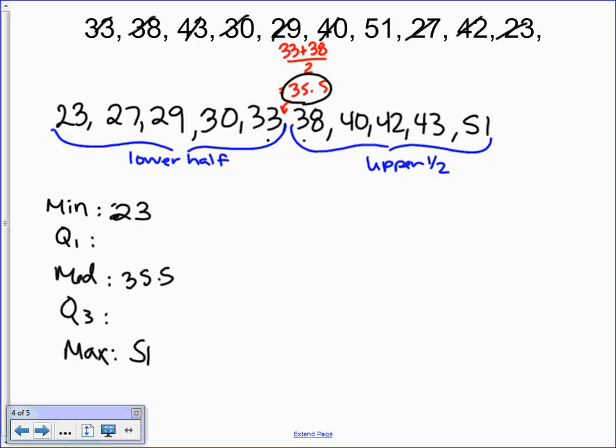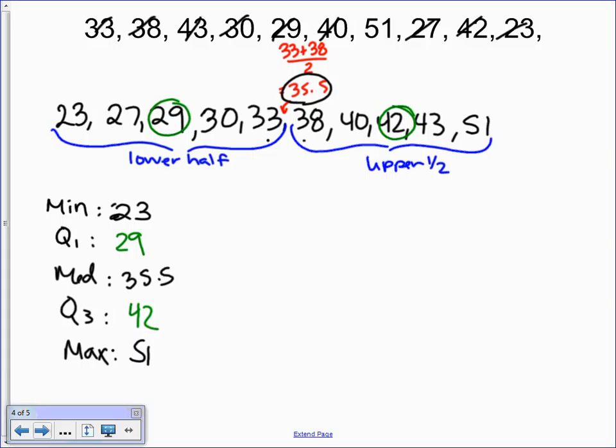And then to get those quartiles, just find the medians. So what's the median, or what's in the middle of this lower half of data? 29 is in the middle, so that'll be my first quartile. And what's the median or the middle of the upper half? 42. So that'll be my upper quartile. So they're actually really easy points to find. It's just that you have to separate your data into the 2 halves.